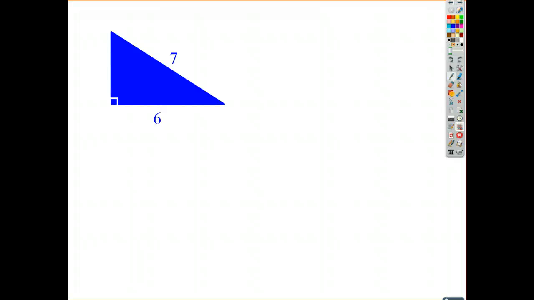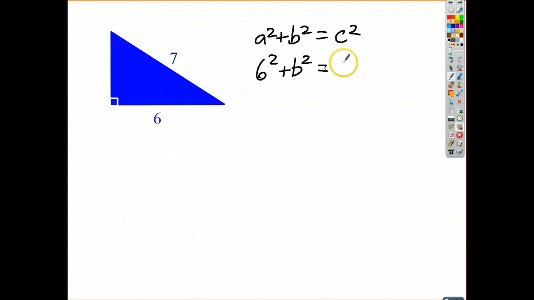All right, hopefully you said this is going to be a squared plus b squared is equal to c squared. What I know here is one of the legs is 6. I don't know the other one, we'll call it b, and that's going to be equal to the hypotenuse, which is 7, so that's 7 squared. Now let's solve for b.